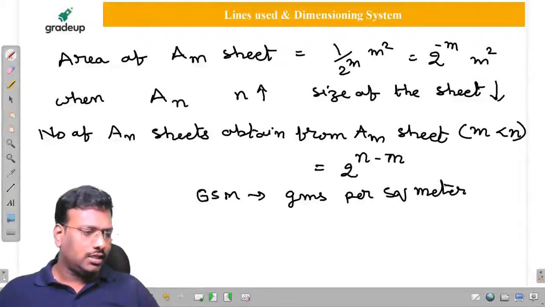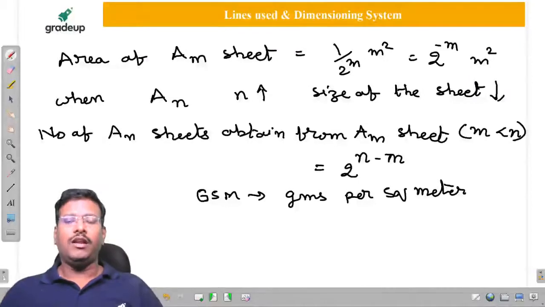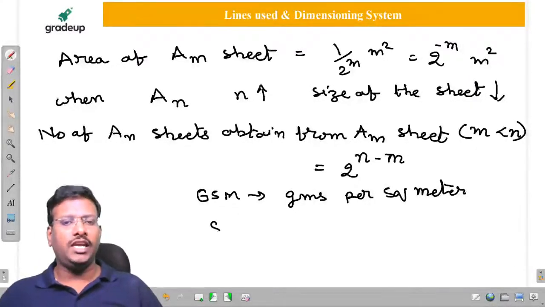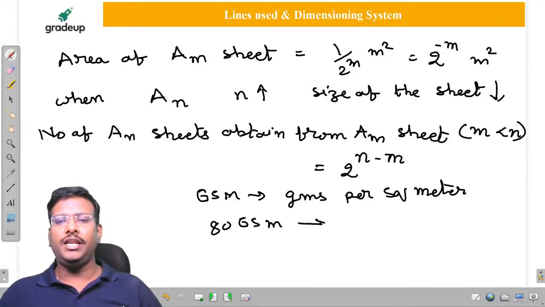Grams per square meter. Good. Now after this we will enter into the new element, my dear friends. Don't worry. If it is 80 GSM, what is the meaning of it?